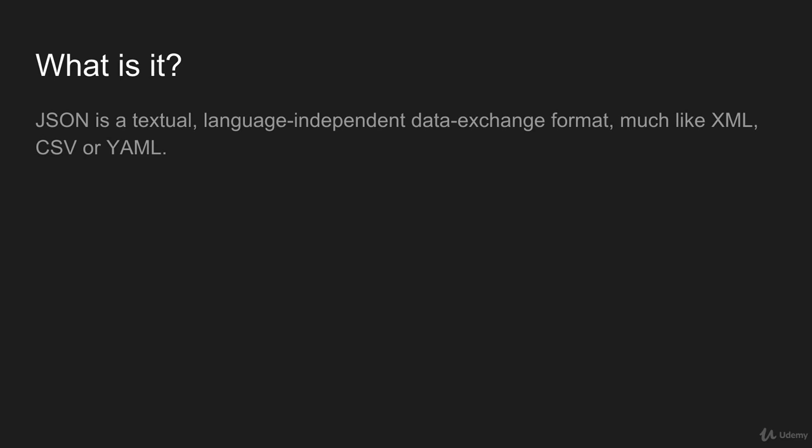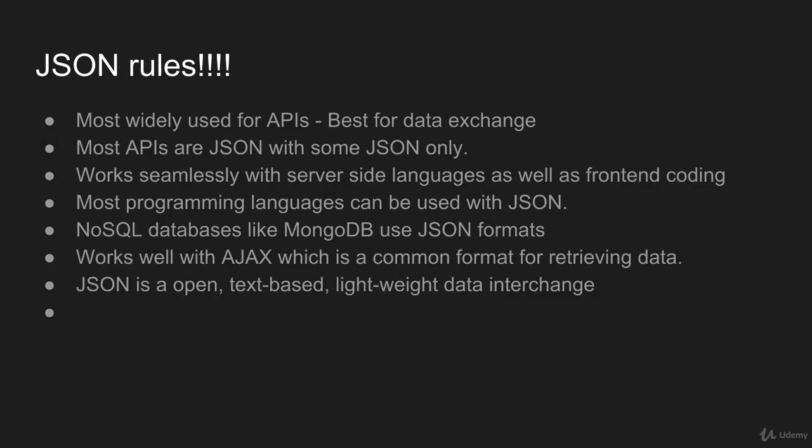Similar to XML, CSV, or YAML that have been used previously and still are used now, JSON again is the most popular format for this data exchange. And once you see JSON, you're going to see why. There are some really good points to using JSON, and of course it's the most widely used for APIs. So almost every API uses JSON. Sometimes they'll have other formats as well, but it is by far the best way to exchange data. So most APIs are using it.